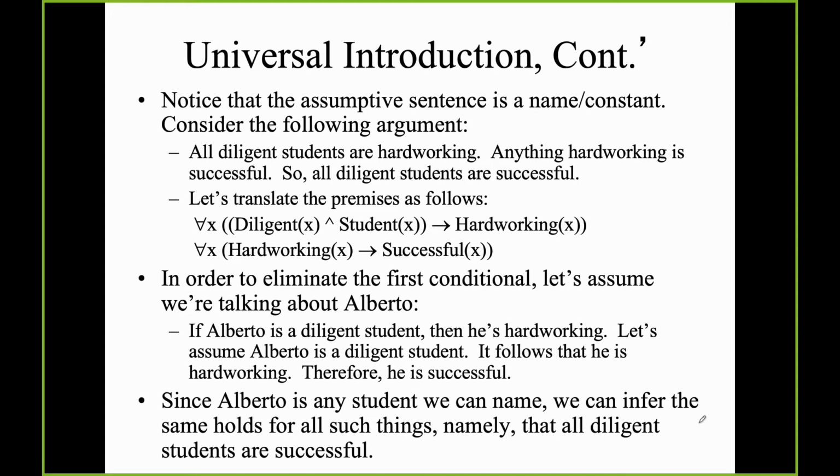So we know that the conclusion is a conditional claim, and we know that the antecedent of the conclusion is what sort of thing? A conjunction. The antecedent is a conjunction. So we're going to assume the antecedent, derive the consequent. In order to do that, we assume we're talking about this individual A. Let's call him Alberto. So if Alberto is a diligent student, then he's hardworking, right? Let's assume that Alberto is a diligent student, so he is hardworking, so he is successful, and then we generalize back out.